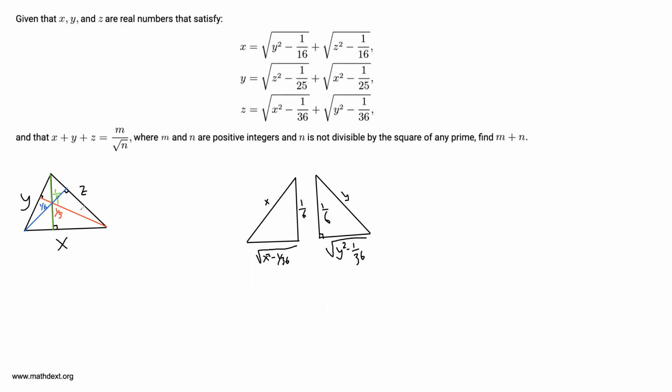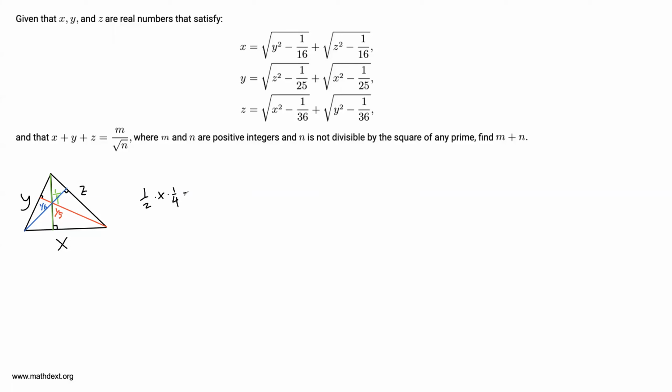So how exactly does that help us figure out what x, y, and z are? Well, let's think about it. We have the 3 bases of this triangle, x, y, and z. We have the 3 heights, which are 1/4, 1/5, and 1/6. And that makes us think about areas, because the area is half times base times height. We get half times base x times the height to x, which is 1/4, is equal to half times the base y times the height to y, which is 1/5, which is equal to half times the base z times the height to z, which is 1 over 6. All of these are equal to each other, which means that if we multiply everything by 2, we just get 1/4 x equals 1/5 y equals 1/6 z.